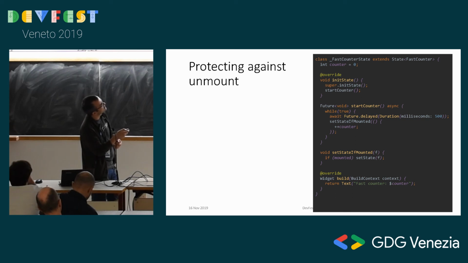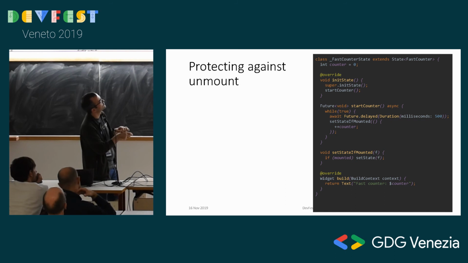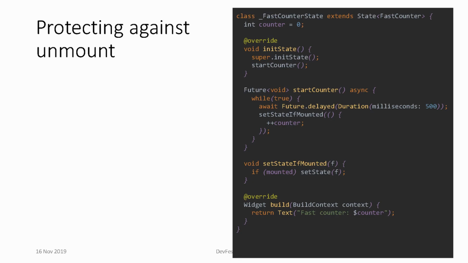What is it doing? It's creating a future that completes after a while, increases the counter, but doing it with set state if mounted. So protecting against that error. Perhaps I should have done if not mounted return to break the while loop also. That would have been better in this example. And in the build function, we're just writing down what counter is on the screen. So every time this turns, because of this set state, the build function executes one more time, and then you see it on the screen. So you have to protect against set state after an await. This is one of the rules if you're going to handle your own futures yourself.